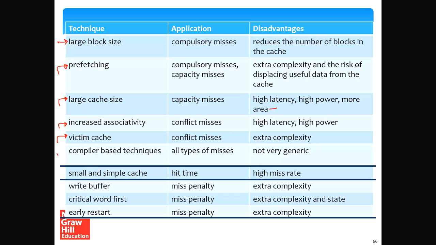We can also use compiler-based techniques to reorder the code such that cache misses get reduced. This is anyway an advanced topic, it's out of the scope of this book. It's not very generic, but it's extremely effective. So after talking about the 3 C's, the 3 kinds of misses, let's talk about hit time. If we want to reduce the hit time, we go for a smaller and simple cache, but again this increases the miss rate, so there's a trade-off here.